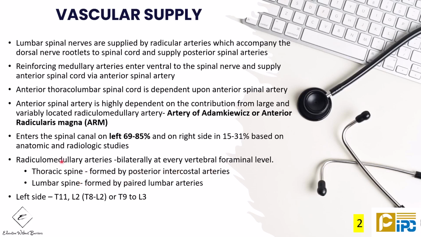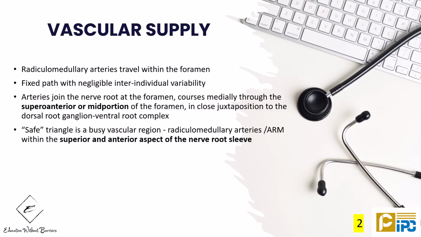So the radiculomedullary arteries, they are present at each vertebral foraminal level. In the thoracic spine, they arise from the intercostal arteries, and in the lumbar spine, they arise from the lumbar arteries. Now, these arteries would travel through the foramen, where this is where we are targeting the injection, and they have relatively fixed course, although the artery of Adamkiewicz or the big artery can be at a different place, but the course remains generally fixed with little variability. And if you are targeting the superior anterior portion of the foramen or the mid portion of the foramen, then you need to be extra careful.